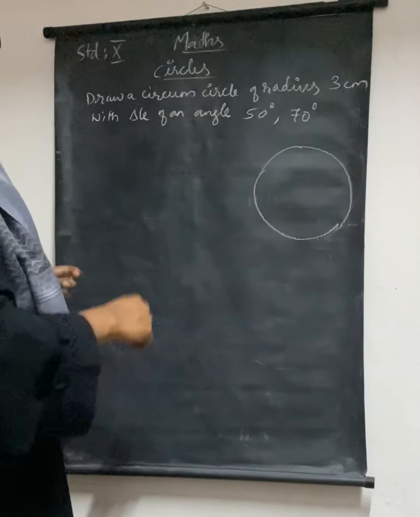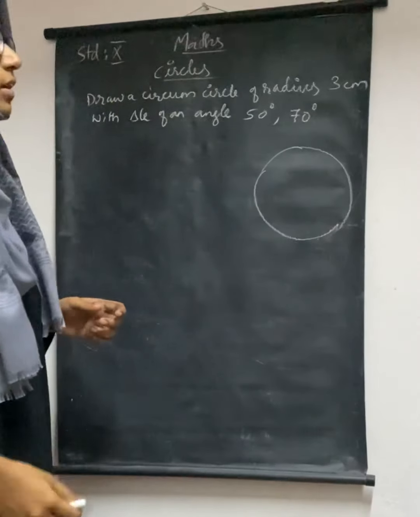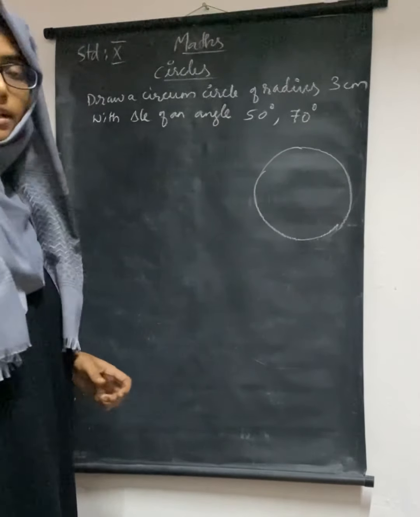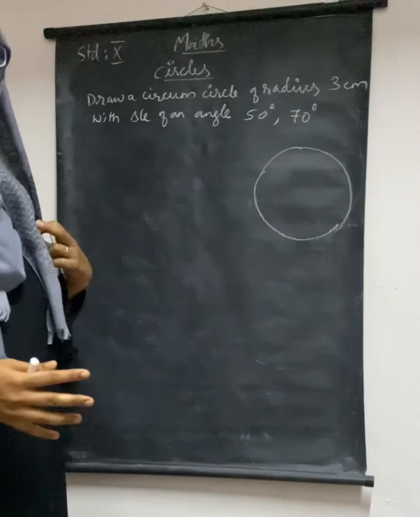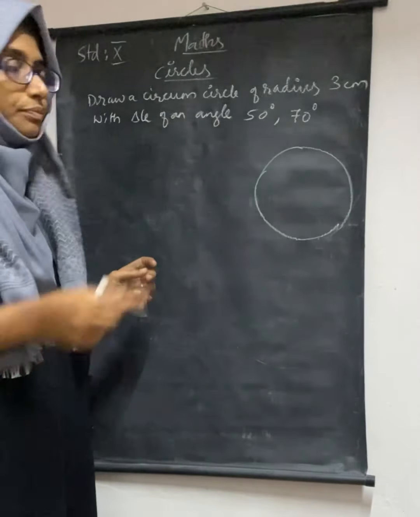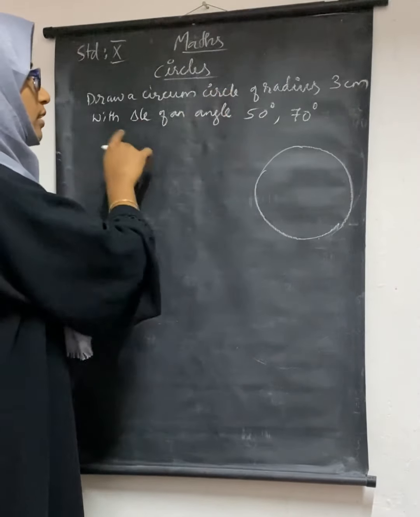Now we'll move on to a problem. Draw a circumcircle of radius 3 cm with a triangle of angles 50 degree and 70 degree. So what type of question is this? You can see a circumcircle you have, one triangle you have. So you know that you have to draw a circle and a triangle.